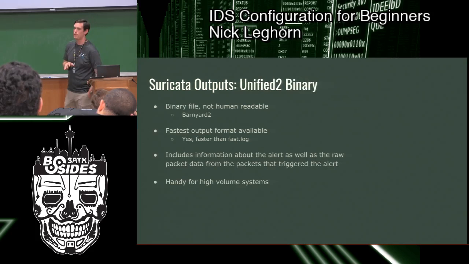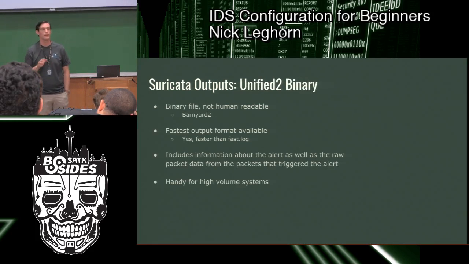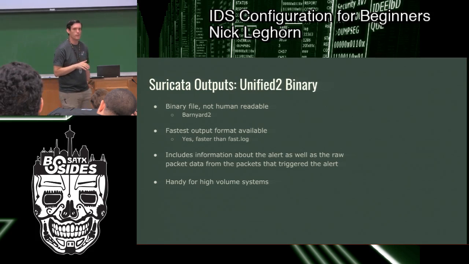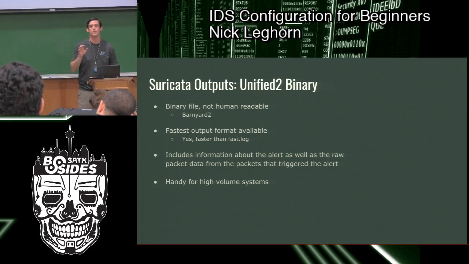The last version of outputs, and this is a little bit more advanced and we're not going to touch on it here, is the binary Unified2 binary. So if you thought fast.log was fast, this is even faster. Basically, this is just outputting the raw information straight to a file. It's not human readable, which is why I don't like it that much. It can be picked up by things like Barnyard2, a good program that will spool this and output it to MySQL and all that stuff. We're not going to talk about that here today. Just know that that's an option if you need more, if you need to dump directly to MySQL, if you're doing other stuff, that's how it works. And it is faster than fast.log.